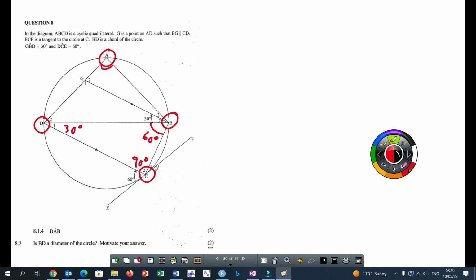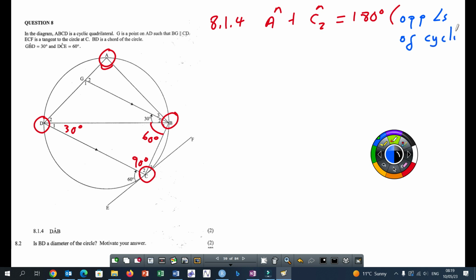So, doing 8.1.4 is very, very simple. So 8.1.4, we say angle A plus C2, they add up to 180. Your reason is opposite angles of cyclic quad. Please, there is no need to write supplementary after that. Use the acceptable reasons that I gave you. Opposite angles of cyclic quad. If you add supplementary, it's fine, but it's not necessary. Yes?